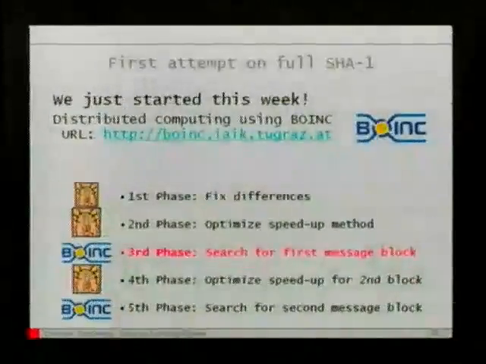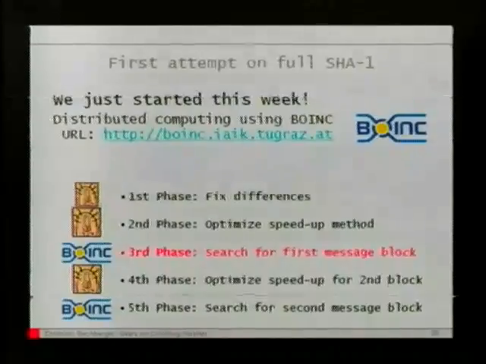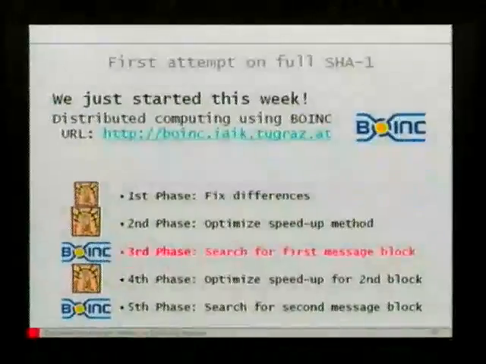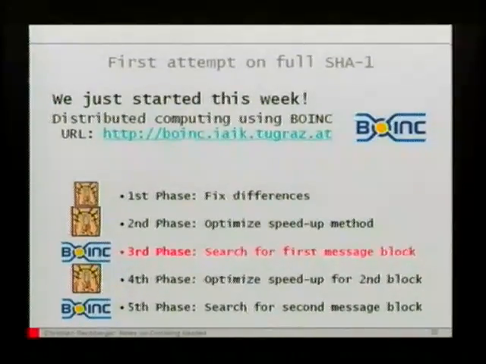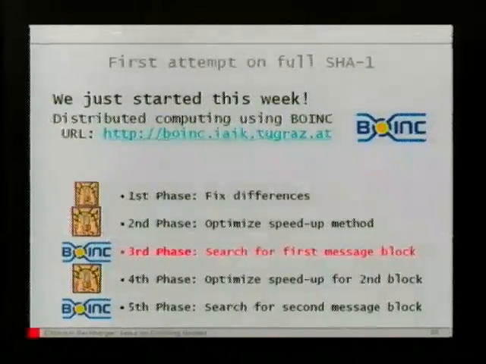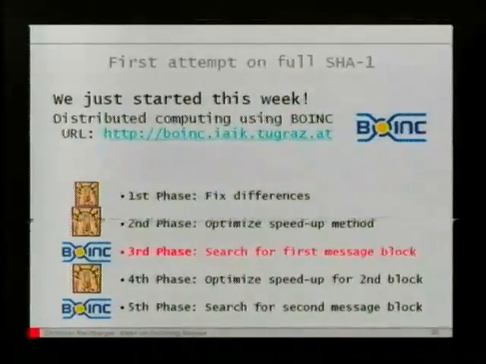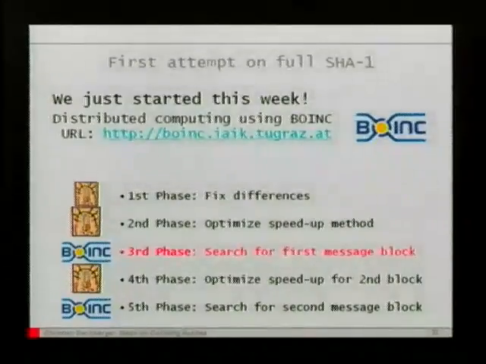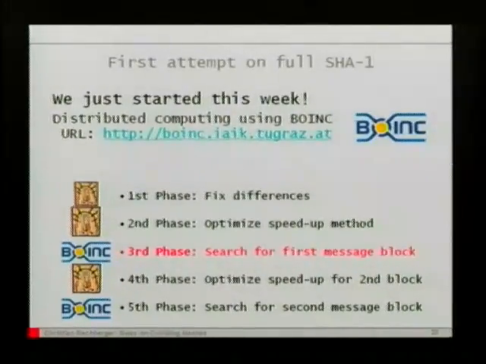You can think of this whole project as having 5 phases. The first 2 are more or less done. We finished optimizing the method to look for this SHA-1 collision for the first time. And now what we have is a huge workload we want to distribute. So you're invited to take a look and download this client. You can run it as a screensaver.